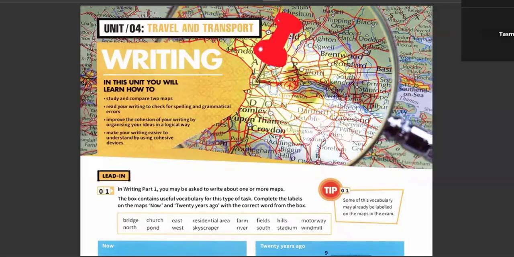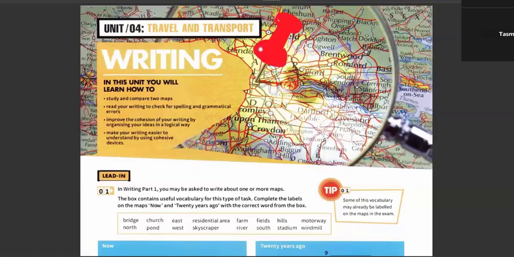Next, we will learn how to improve the cohesion of your writing. The cohesion of your writing means whether each of the sentences that you're writing go along with each other logically or not, by organizing your ideas in a logical way. So whether each of the sentences that you're writing are going with one another or not, and whether each of the sentences is logical or not. That is what we're going to see here as well.